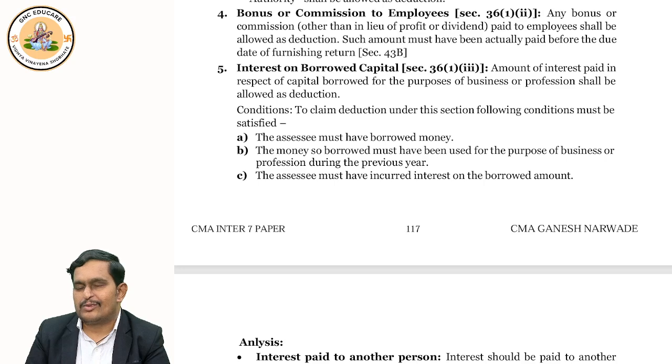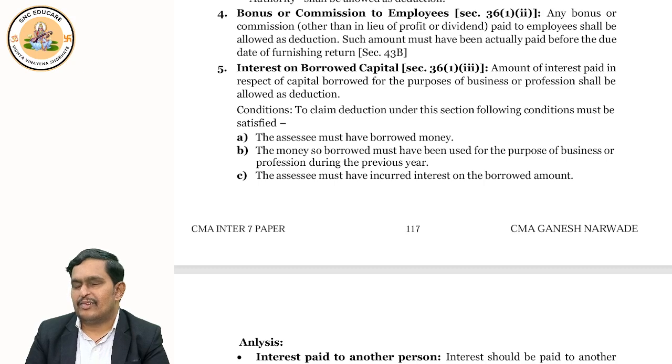So, the new wages code is there, which covers bonus now. As per that code, whatever due date is there, the bonus should be paid within that time limit. Commission should be paid before filing income tax return. If yes, then it can be claimed as deduction. Suppose bonus and commission is due. Is it allowed as deduction? The answer is no. If it is due, it is not allowed as deduction. If it is paid, then yes, it is allowed as deduction.